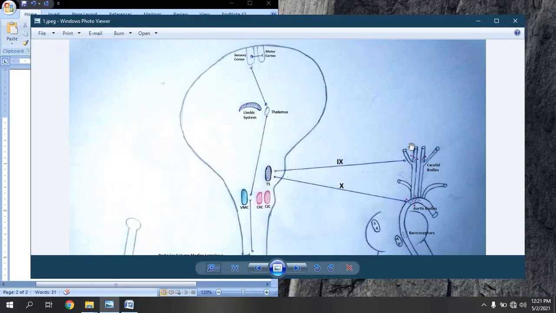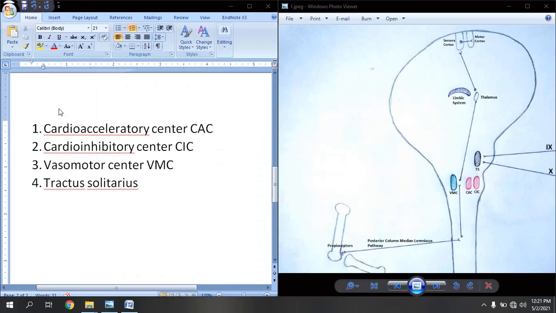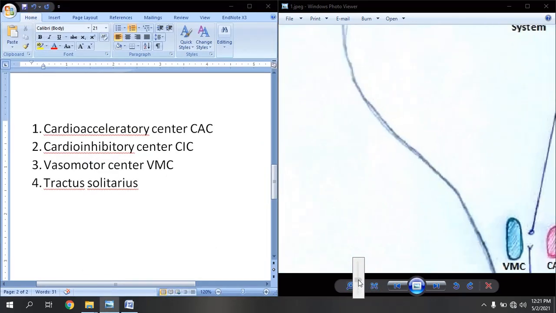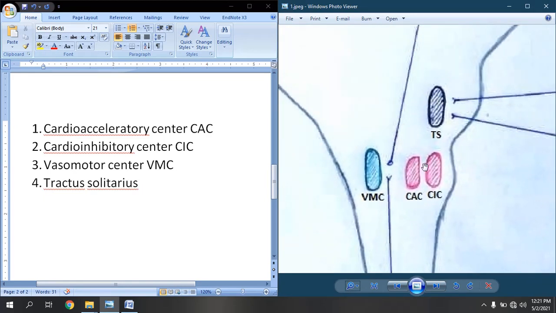I'm going to zoom it a little bit. So in this diagram we can see the 4 nuclei. This one is the cardio inhibitory center, which is present in the medulla oblongata. This is the cardio acceleratory center that is present in the medulla oblongata as well. This is the vasomotor center. This is present in the medulla oblongata, and some part of this nuclei is also present in the pons. We can see it easily. And this is the tractus solitarius.